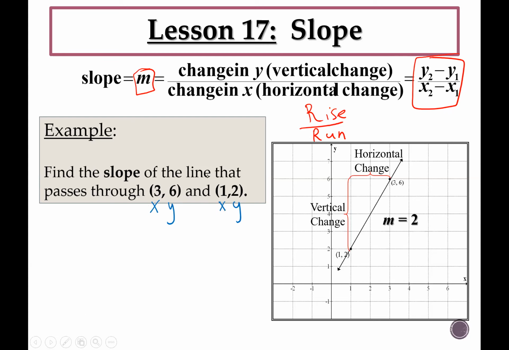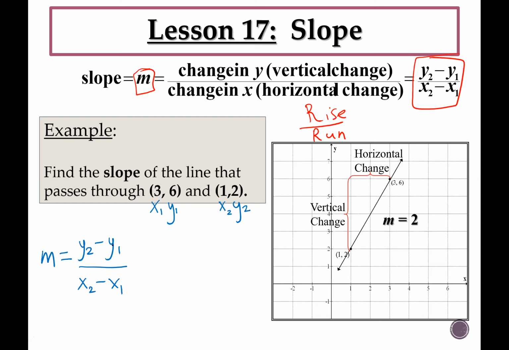So I can't have 2 x's and 2 y's. That doesn't quite make sense, and that's why we need these little labels or subscripts. So I'll just add to this and write x1, y1 for my first point. We'll just call that point number 1, and then x2, y2 for point number 2. So again, these are not exponents, they're just labels or subscripts. Okay, so here's our formula. M, or slope, equals y2 minus y1 over x2 minus x1.